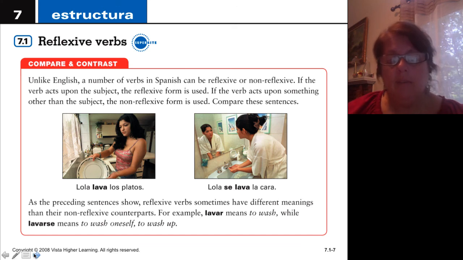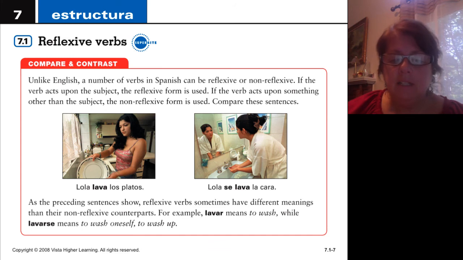So here again we have the verb lavar. Lola lava los platos. Lola is washing the plates. But look, Lola se lava la cara. Lola is washing her face. And so what we do is we change the form in Spanish to the reflexive form. We don't change the word la cara, la. We do not change that to her because we've already said her with the pronoun se.